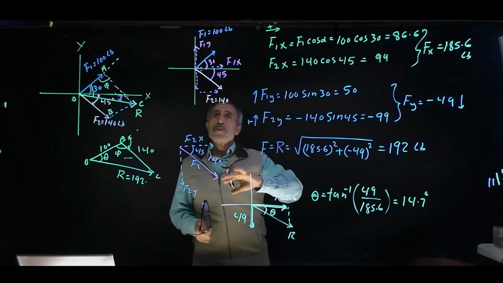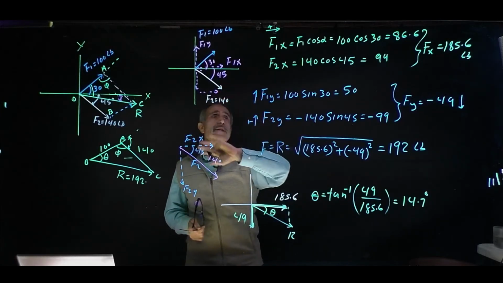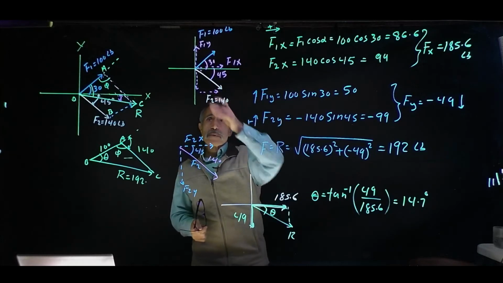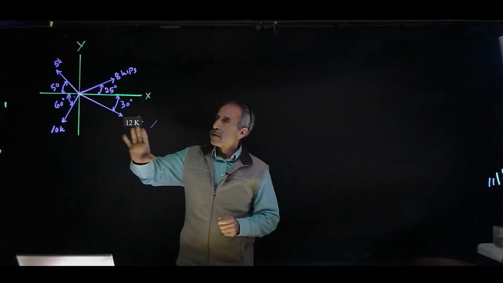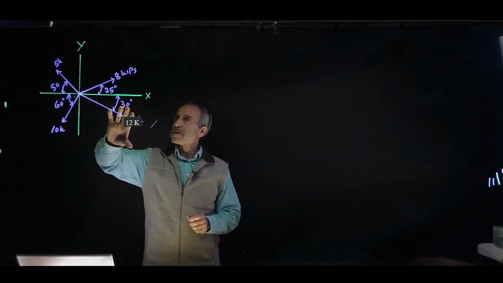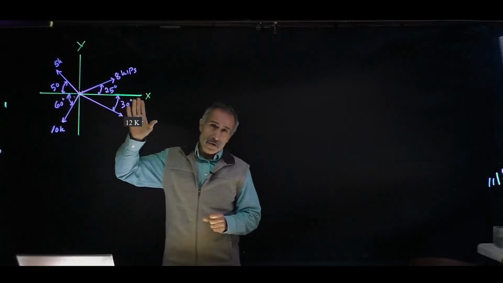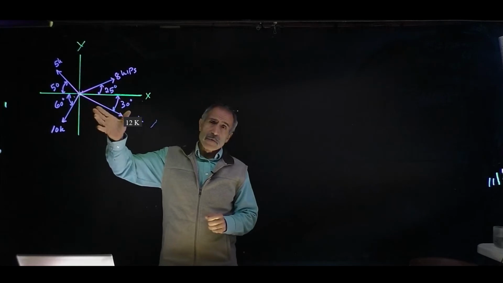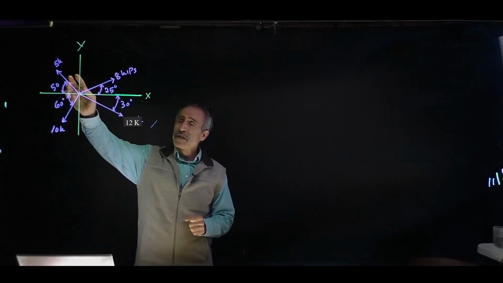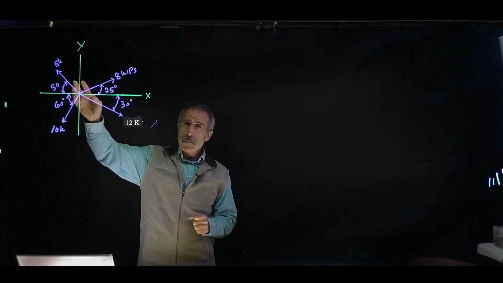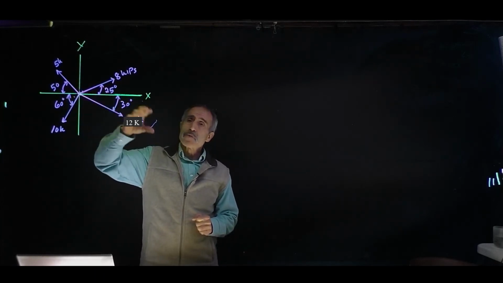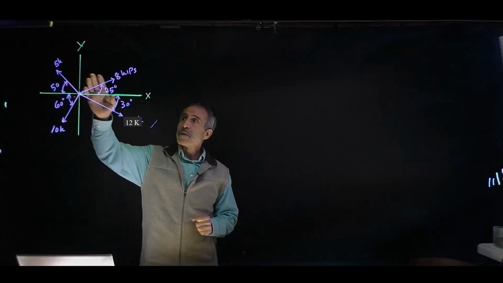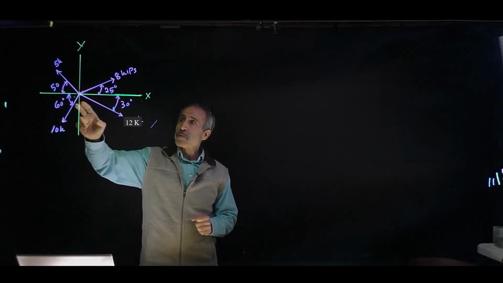Let me erase the board. We'll do another problem using this component method, but with multiple vectors. We got 4 different forces in 4 different directions, and we want to know what the resulting force is. Very easy. We're going to use the component forces to add this up. Basically, we take each one of these, find its x component and y component, and add it all together: the x of this one to the x of this one to the x of this one to the x of that one.